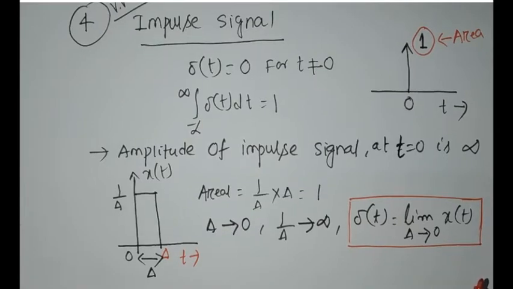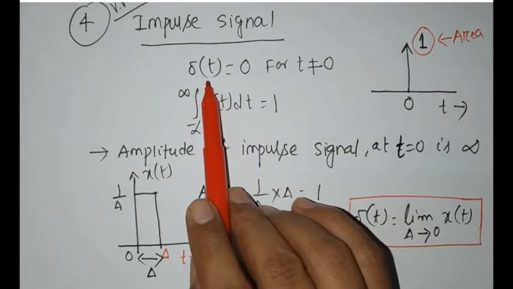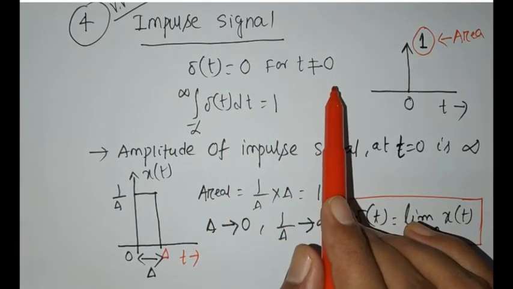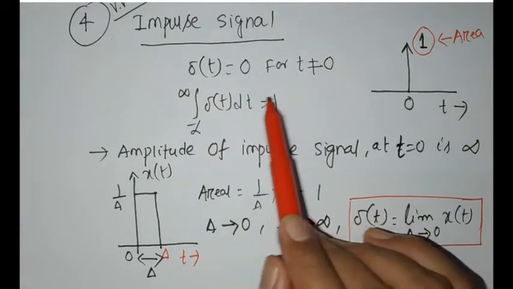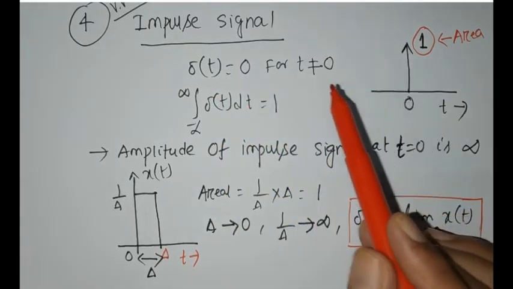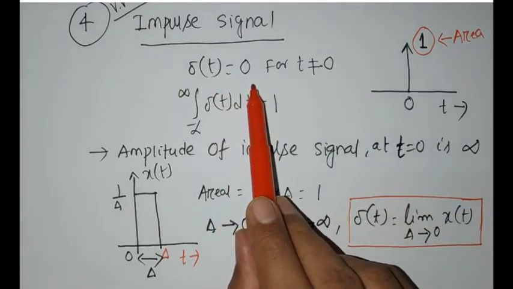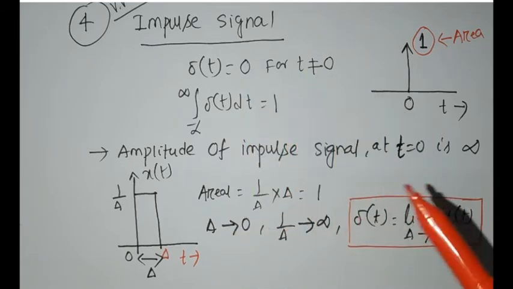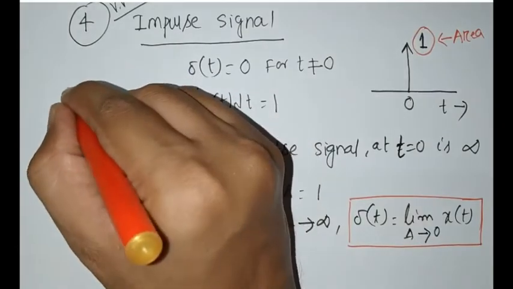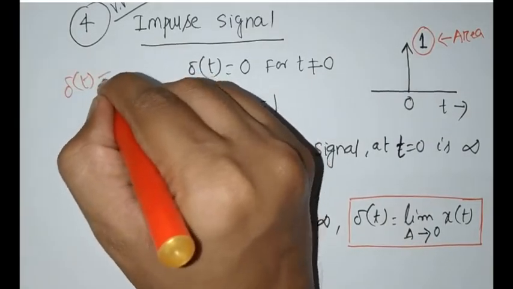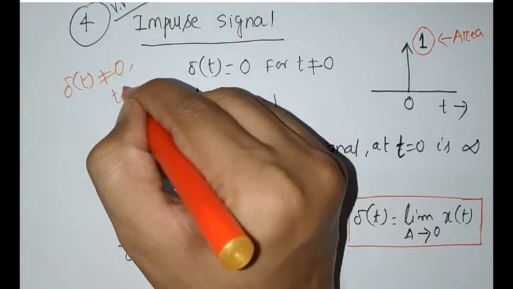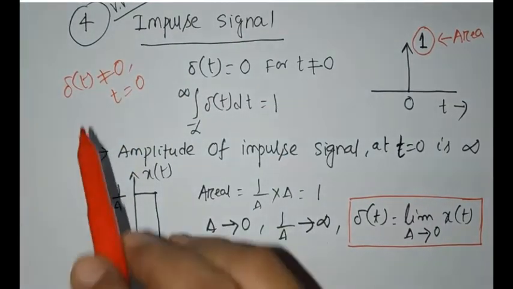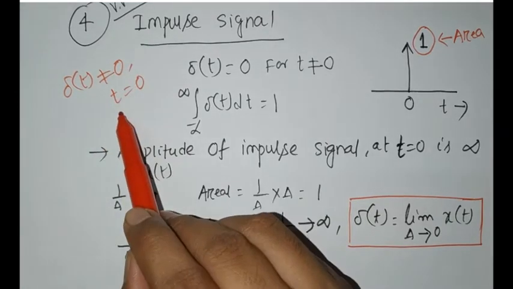The answer is very simple. It is defined that δ(t) equals 0 for t not equals 0, what is the meaning? The meaning is, if you represent δ(t) in a different way, we can say δ(t) not equals 0 when t equals 0. In this way we can represent δ(t) not equals 0 for t equals 0, meaning the impulse signal is defined for t equals 0.